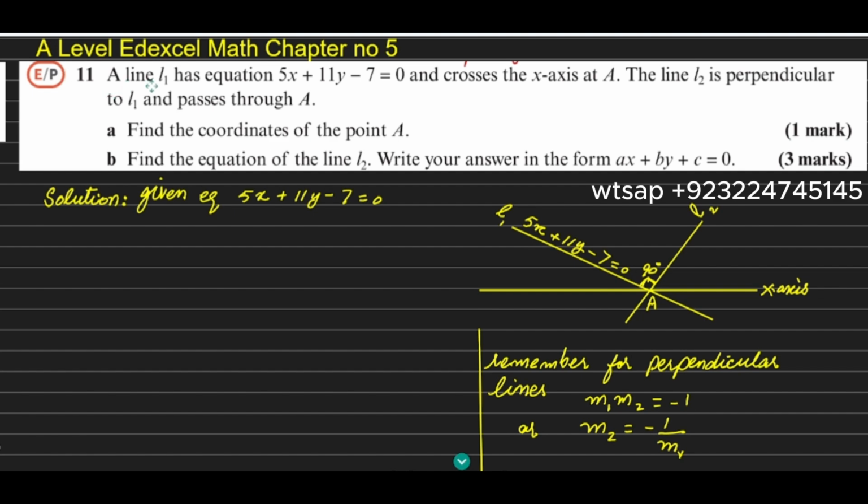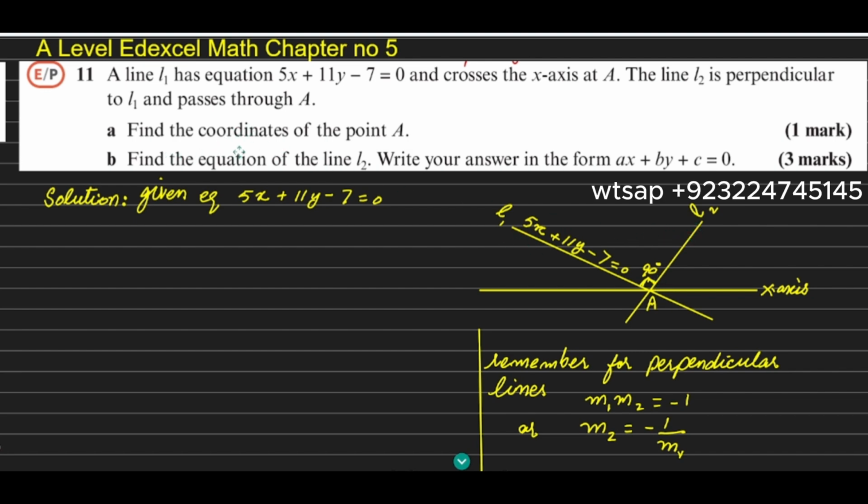Question 11. A line L1 has equation 5x plus 11y minus 7 equal to 0. Here is the given equation of the line. And this line crosses the x-axis at A, as we can see. L1, this is the line, crosses this x-axis at the point A. And the line L2 is perpendicular to L1, as this is L2, the second line, which is perpendicular to L1. We can see that there is a 90-degree angle between the two lines L1 and L2.